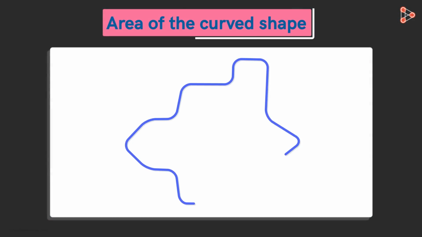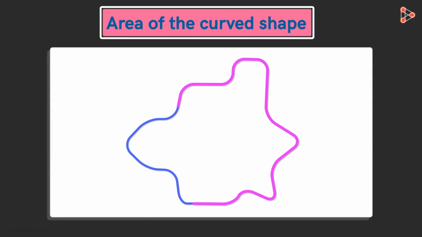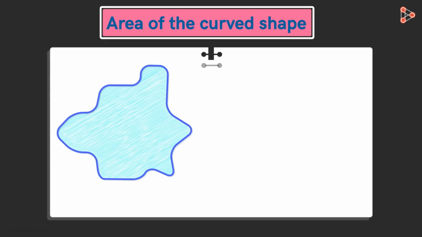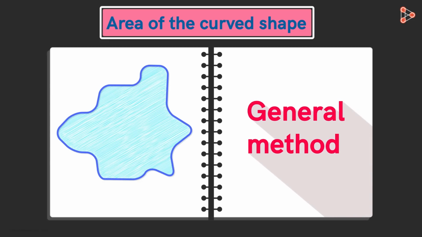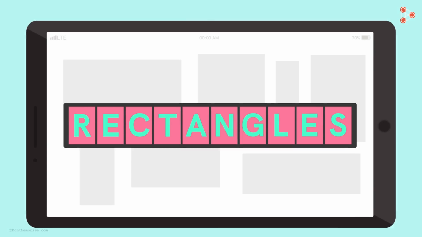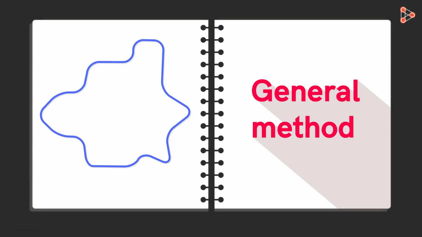If we have area bounded by curved lines like this, how will we find the area then? We need to develop a general method to find the area of any region. It turns out that the answer to our problems is rectangles. In the next part, we will see the general method used to find the area of any region.